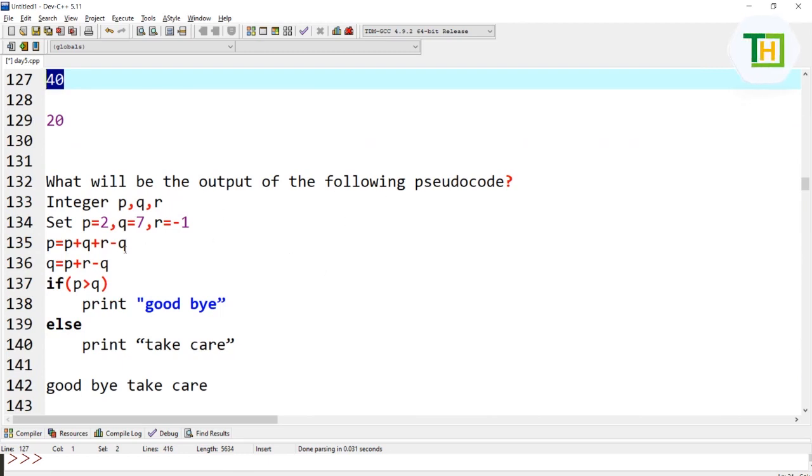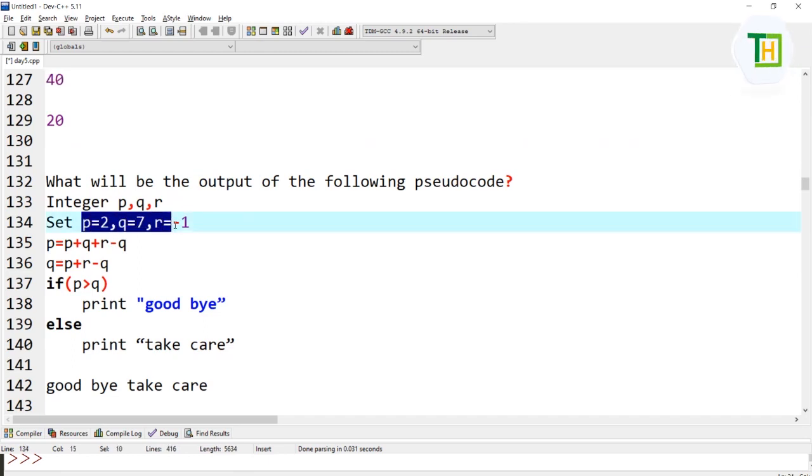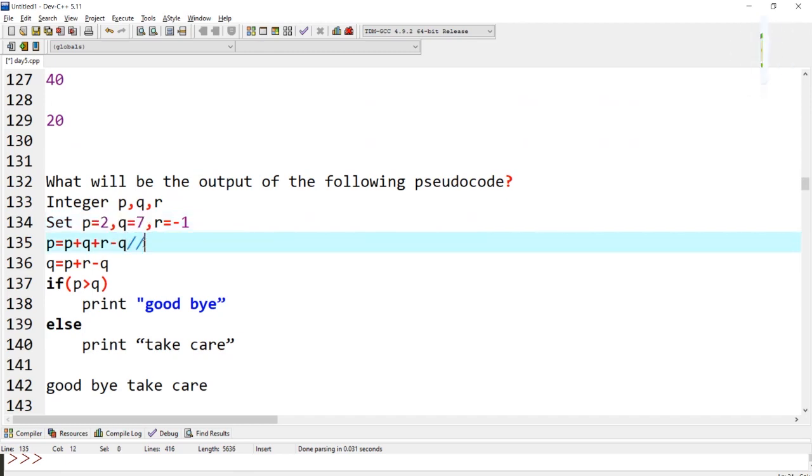What is the output of the following pseudocode? Just simply, I'm going to add the values P plus Q plus R. That means this is going to be 6 plus 2, that is going to be 8. 8 minus 7, that is going to be 1. P is equal to 1 now. P is equal to 1 and Q is equal to P plus R.